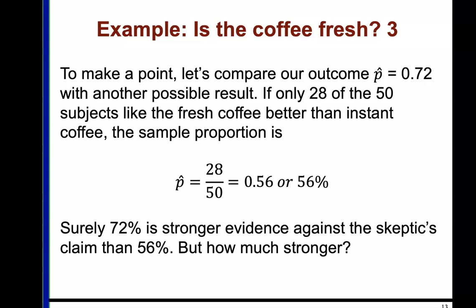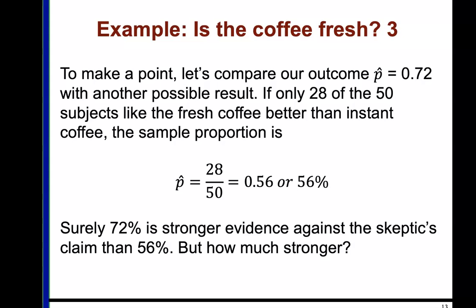Actually, before we get there, let's first just put this into a little bit of context. 72% is what we got in that study, but what if instead we had only seen 28 out of 50? So that would have been 56%. Now we're starting to get a number that's a little bit closer to that 50% mark, making us think that, well, maybe this particular sample was a little bit better than average, but 56 isn't really that far from 50. So where would you put that number as far enough away?